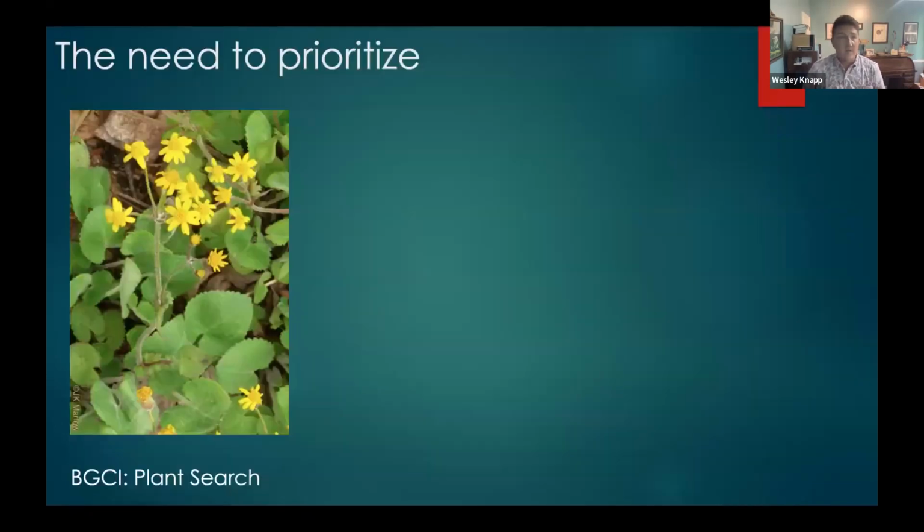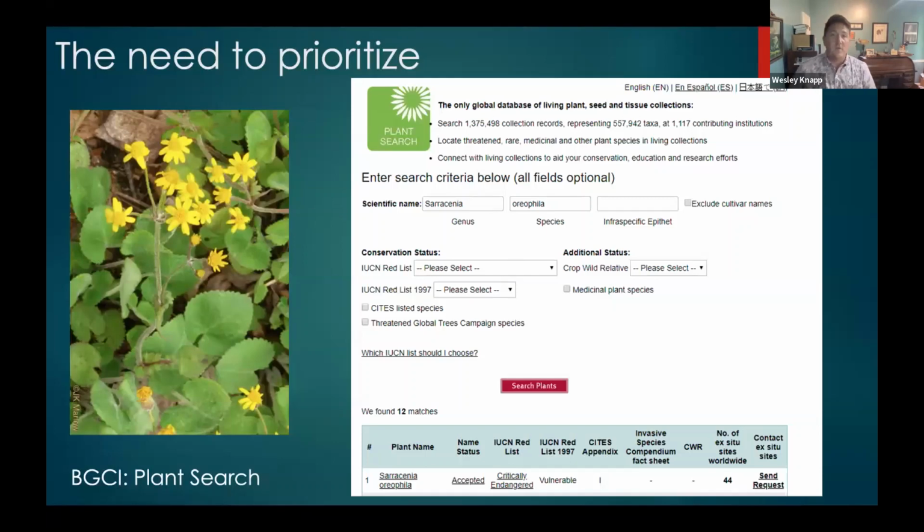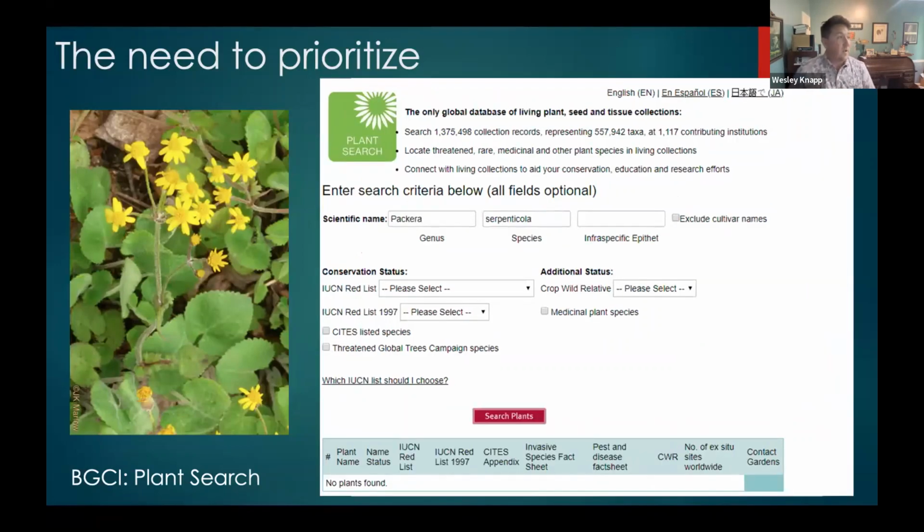So talking about single site endemics has led me to this next issue about the need to prioritize work in ex situ collections. If I look for something like Sarracenia oreophila in the Botanic Gardens Conservation International database, you see there's 44 sites worldwide with collections of this plant. That's great, but that's probably more than the total number of wild populations. Where if I look for something like Packera serpenticola, which is imaged here on the left, there are no collections. This is a single site endemic from North Carolina. So I argue we need to really prioritize these single site endemics for conservation before they're gone, because all of their eggs are in one basket.